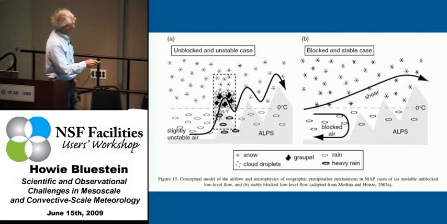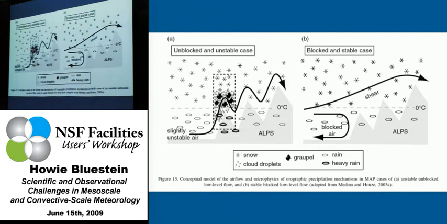Again, if we mountains, this is from MAP, the Mesoscale Alpine Project. If air is unblocked and unstable, it just comes right up over the mountains, or it can be stable and blocked, in which case it doesn't make it up over the mountains, and the nature of the precipitation is different. The microphysics, kinematics, all different. Skip this. Here's an example of KH waves.